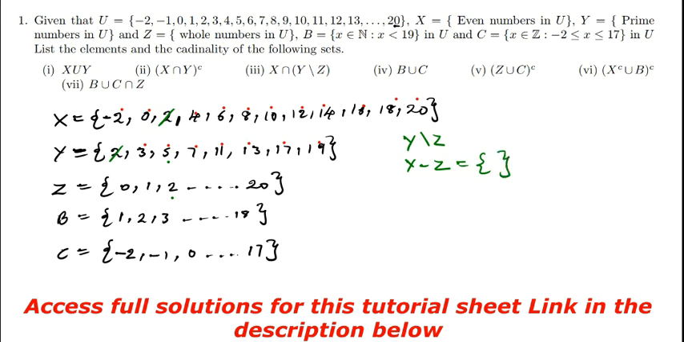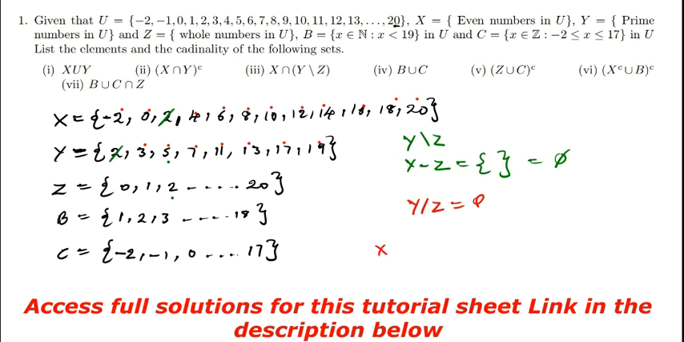We don't have elements which are in y but not in z. So all the elements which are in y, they are also in z. So that means it's going to be an empty set. So empty set is denoted by that. So that is the symbol for empty set. So which means that here now what we have is we are saying this is equal to empty set. So now let's intersect this with x.